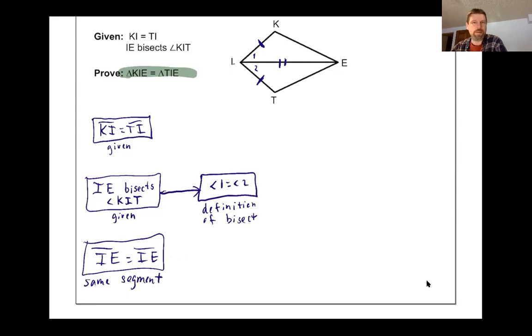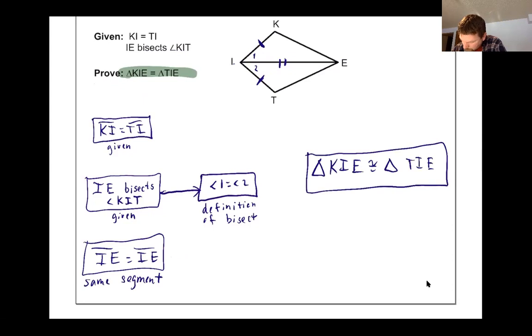And now I can see in my picture, I've got enough to say the triangles are congruent. I've got the sides marked. I've got the angles marked. I've got that third side marked. I've got it by side, angle, side. I'm going to draw that right over here. Triangle KIE is congruent to triangle PIE. Put that in a box.